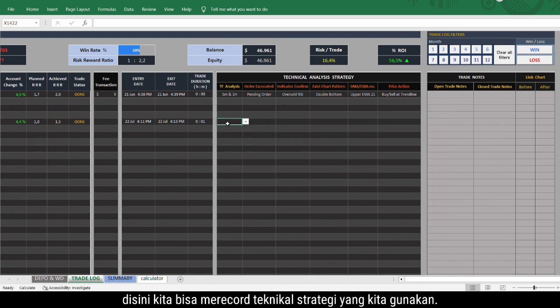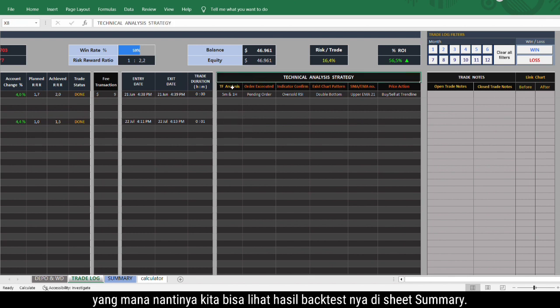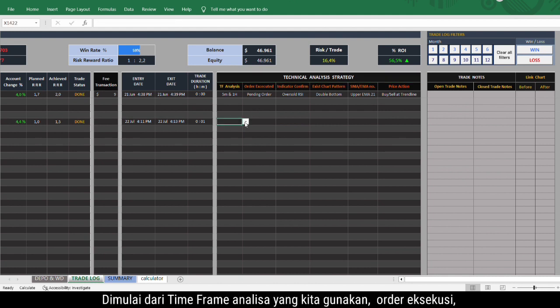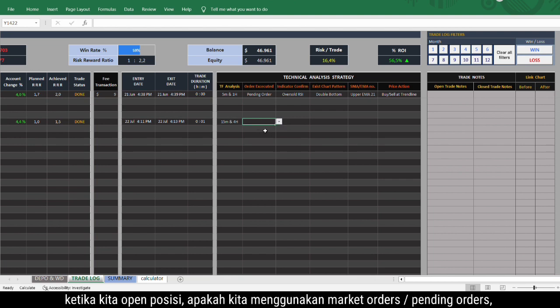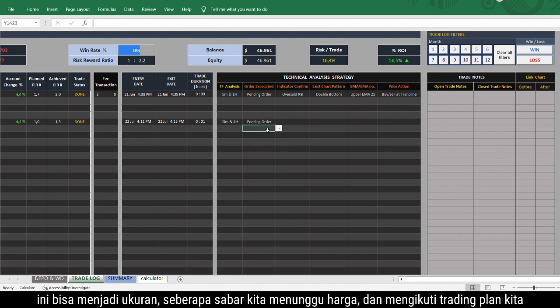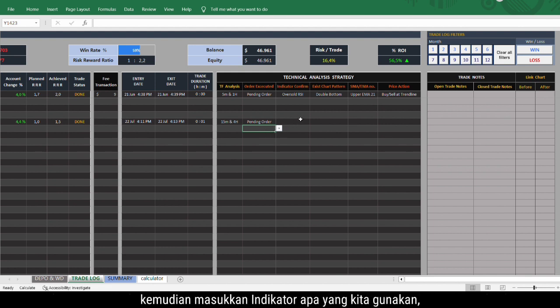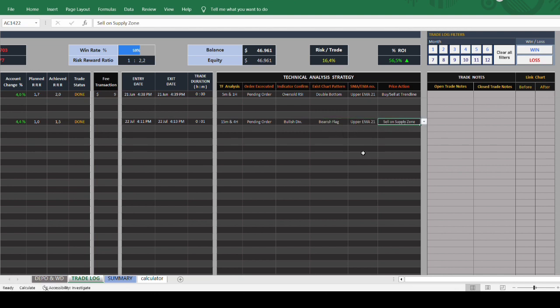We can record the technical analysis strategy that we use, which we can later see the backtesting of this result in the summary sheet. Starting from the time frame analysis we used, the order executed, when we open orders, whether we do market orders or pending orders. This can be an indication of how patient we are in waiting for prices and following our trading plan. Then put the indicator we are using, the chart patterns, moving average, and the price actions.